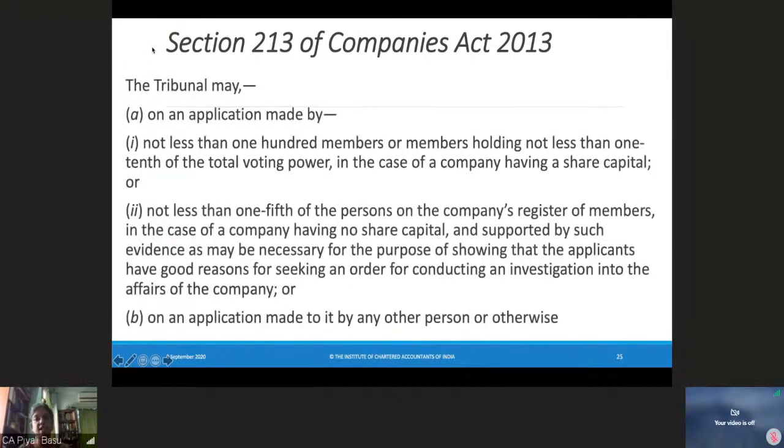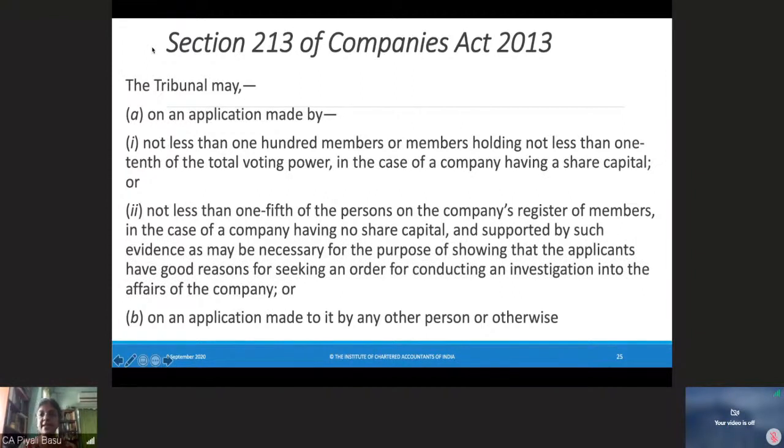And section 213 in the other matters, like the tribunal may, on application made by not less than 100 members or members holding not less than 1/10 of the total voting power in the company having a share capital, they have a case against the company, and the tribunal will say that yes, if it is 100 members, or a shareholder having 1/10 of the voting right, he can single-handedly go to the court and start a case against a company for whatever reason.